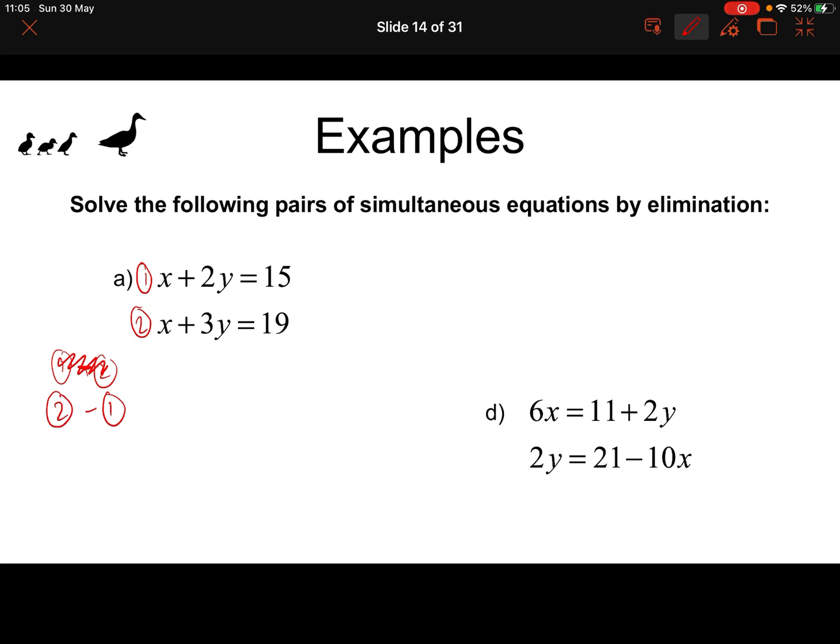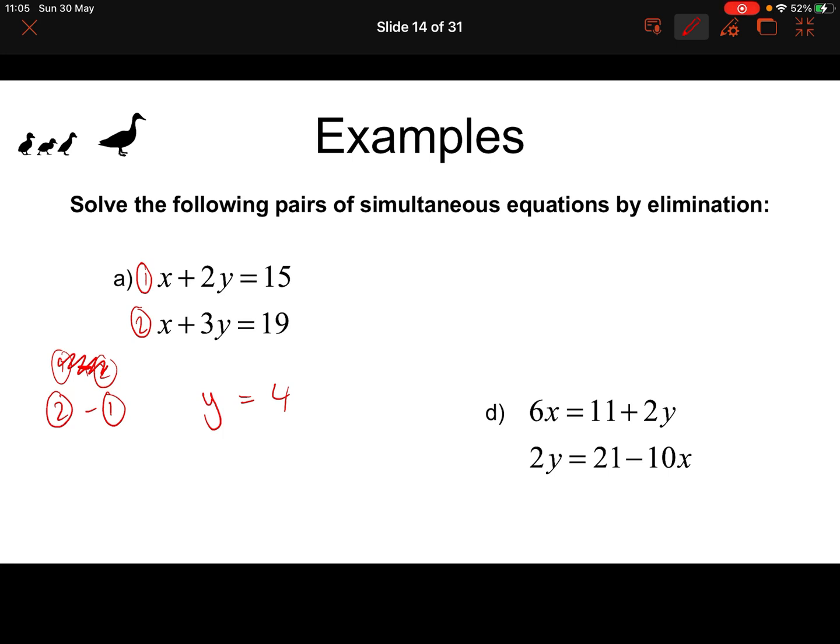3y minus 2y is equal to 1y. 19 minus 15 is equal to 4. Perfect. I have my answer for what y is. So I need to make that decision. Am I adding my two equations or am I subtracting my two equations? And which way round will I do it? It's your choice. Okay, but you've got to eliminate one of the variables.